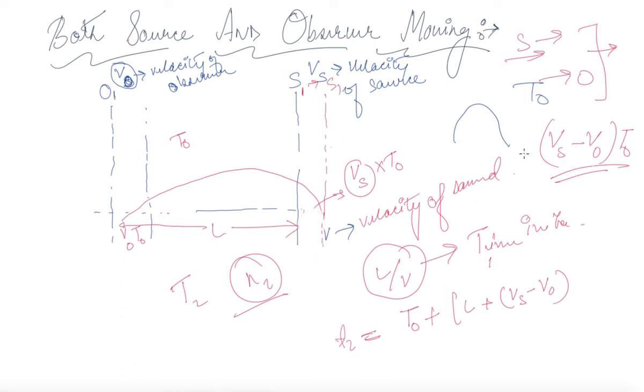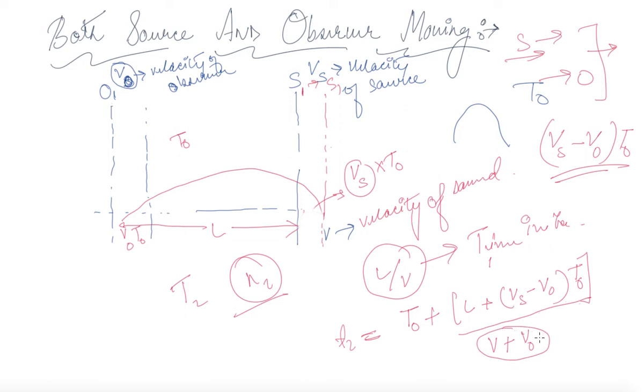Suppose Vo was moving away, so this will be plus, and the distance will increase. If Vs is moving along the direction of Vo, then it will remain negative. So Vs minus Vo into t naught will be the relative distance that has been created, and this whole is divided by the speed of sound plus the speed of the source or the speed of the observer.